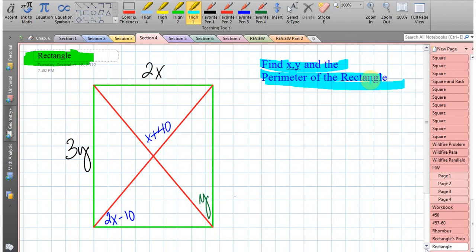Both pairs of opposite sides are parallel. Both pairs of opposite sides are congruent. Both pairs of opposite angles are congruent. The diagonals bisect each other. Also in a rectangle, the diagonals are congruent. That's an important clue. So all four of those are equal. What else do we see? We see right triangles. These angles are right angles in here.